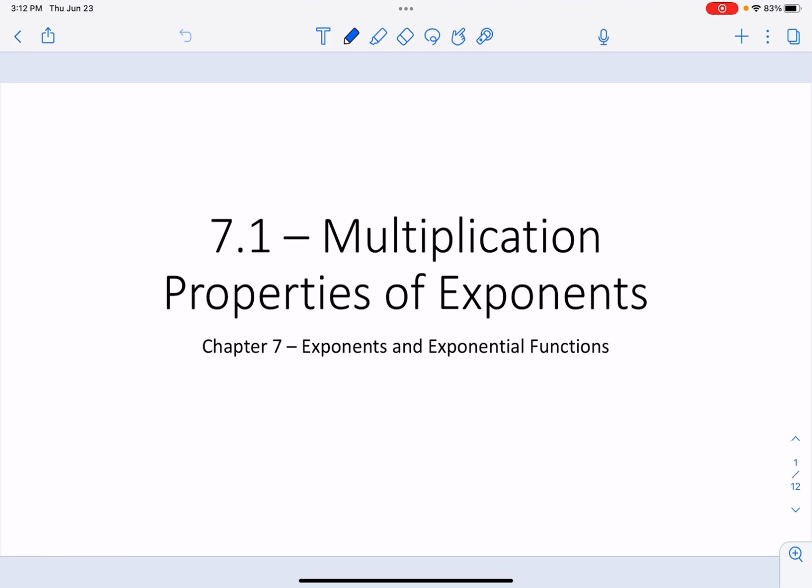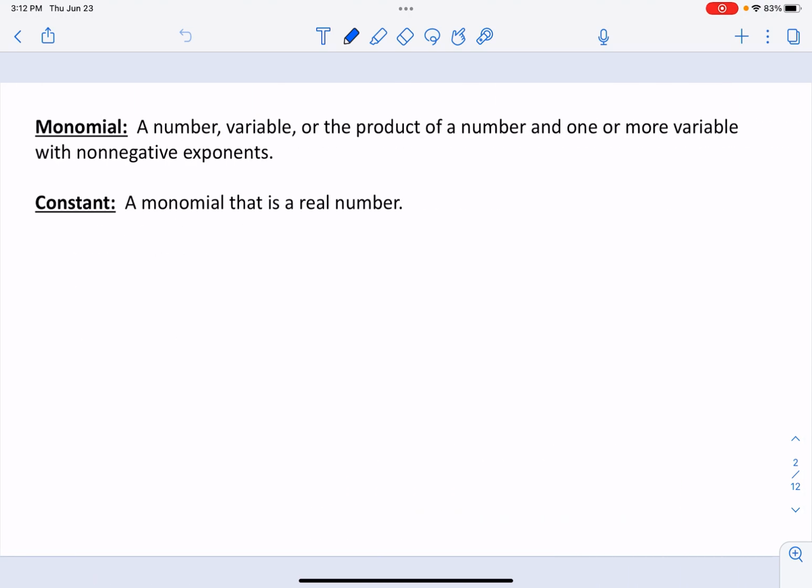Today we're going to be talking about multiplication properties of exponents. First, we need to talk about a monomial. A monomial is a number, variable, or product of a number and one or more variables with non-negative exponents. And then a constant is a monomial that is a real number.